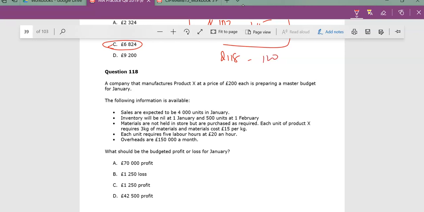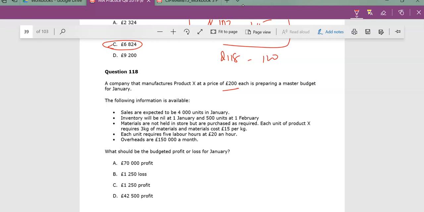It tells us that these people, what is the budgeted profit? So we're selling each of these items at 200. Again, as I'm sure you've read the question, our issue really is to find cost of sales. So it says the sales are expected to be 4,000 units.